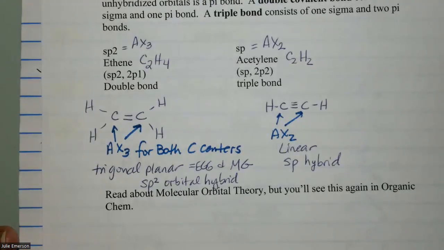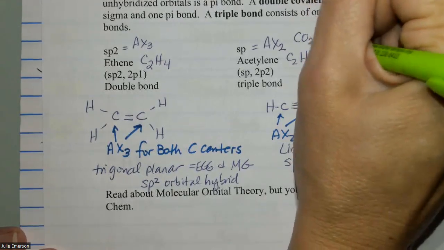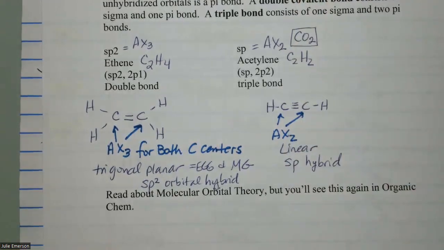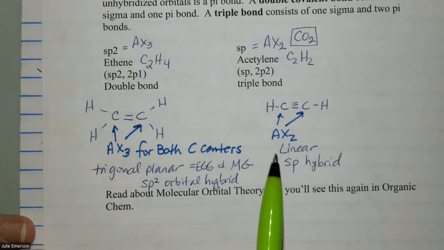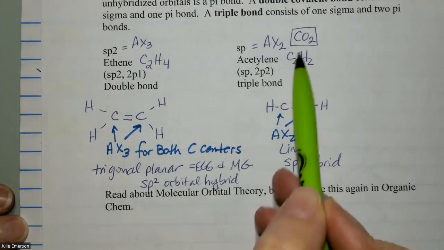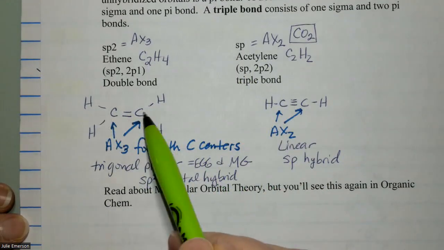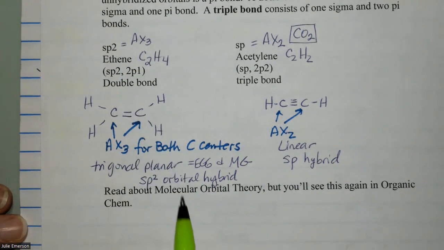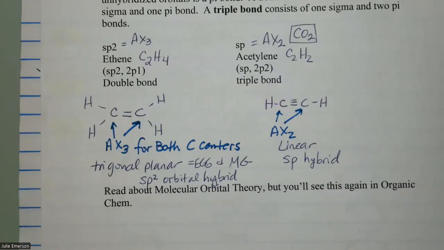And that was like the case of CO2. That was the other example. That was AX2, and that also was an sp hybrid. So it's not just that it's a triple bond. It just depends. Really, it goes back to the geometry. So if carbon only has two bonding elements, it's going to be sp. If it's got three bonding elements, it'll be sp2. But it really goes back to your VSEPR. If you know the VSEPR, you know the orbital hybrid.